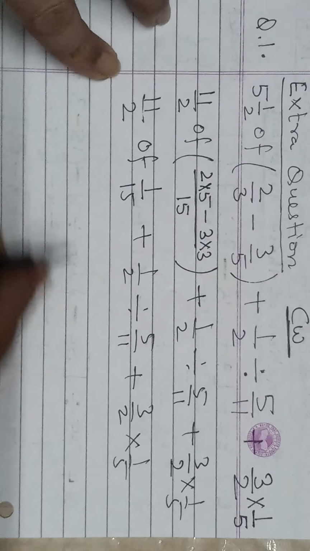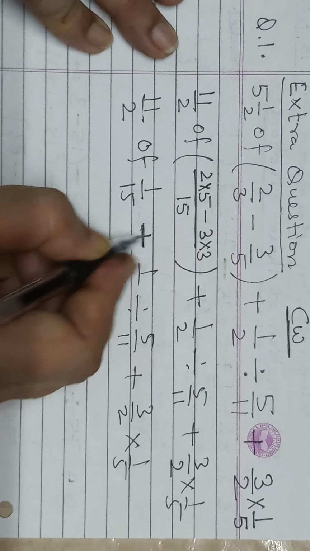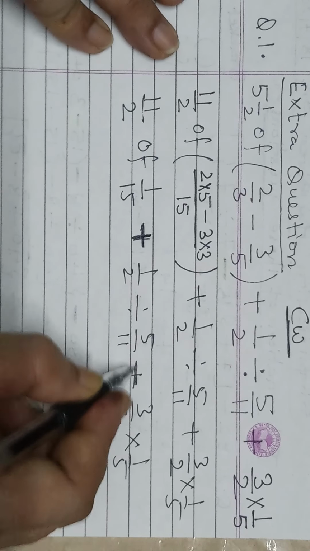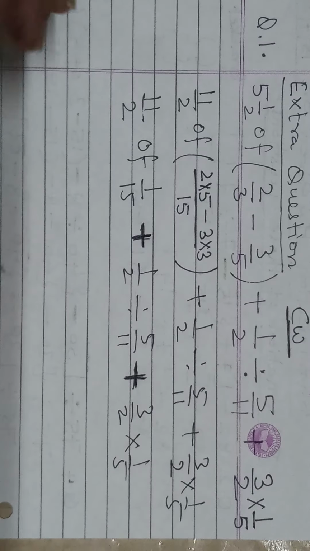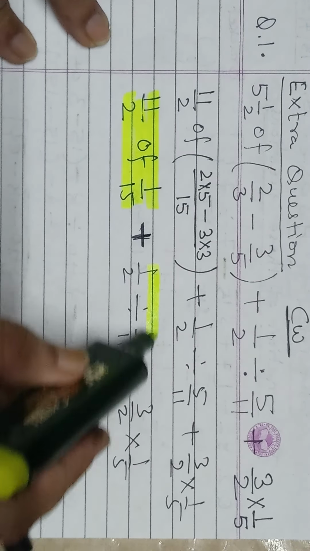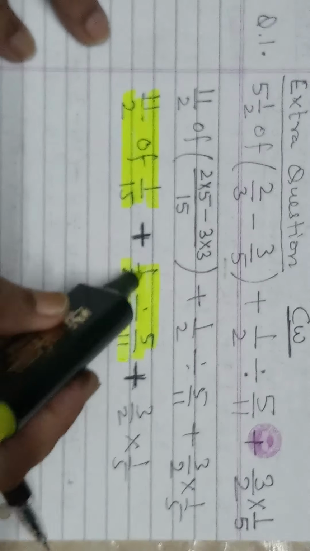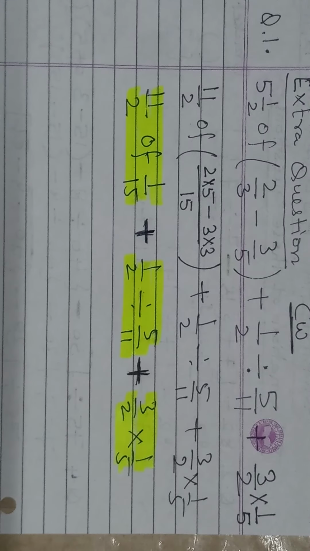Now here we can see this is a big question which is separated by these two plus signs. That means we have three parts of this question. The first part is this, which needs to be solved. The second part is this, which also needs to be solved. And the third part is this. So let us solve all the three parts.